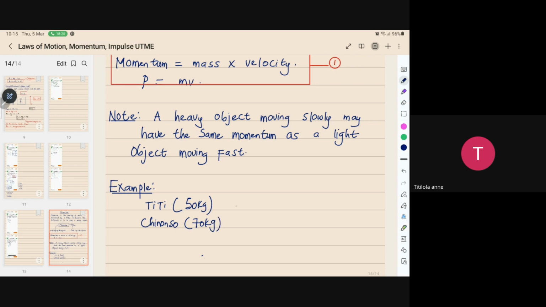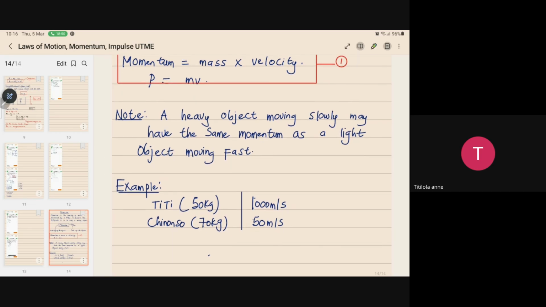Now let's give Titi. Titi might know how to run. So let's give her a speed of 1000 meter per second. But I doubt if she can do this. Now let's say Chinonso. Because of how heavy he might be, let's say he just travels at 20. Let me just give him 50 to have mercy on him, 50 meter per second. So now let's calculate the momentum for the both of them, right?